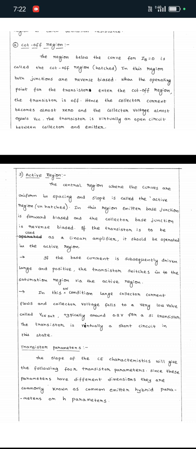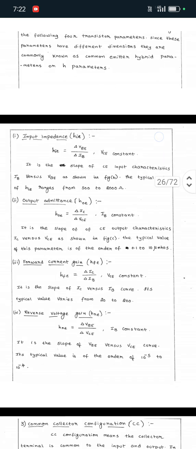It is called the cutoff region. In this region both junctions are reverse biased when the operating point of the transistor enters the cutoff region. So the first one is the saturation region, the second one is the cutoff region, which lies between the saturation region and the active region. Next is the active region, the central region where the curves are uniform in spacing and slope. In this region the emitter base junction is forward biased and the collector base junction is reverse biased, used for the transistor in linear applications.